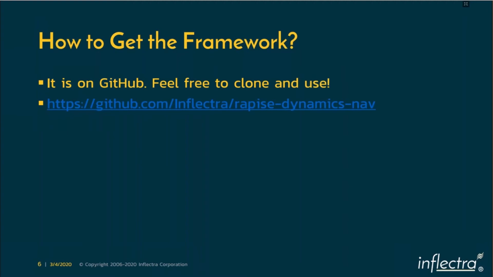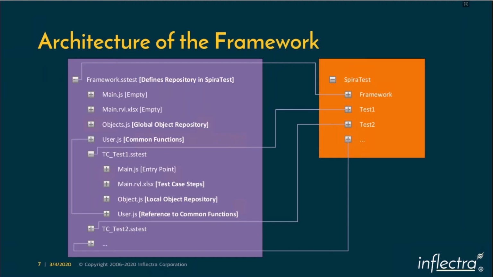So where you can get this framework that I will be talking about? It is on GitHub. Here is the link displayed on the screen. We have the Inflectra space in GitHub, and it has a bunch of repositories that you may use with Rapise. And one of them is Rapise Dynamics NAV, and this is the framework that I will be talking about right now. So let's first look a bit at the architecture of the framework.